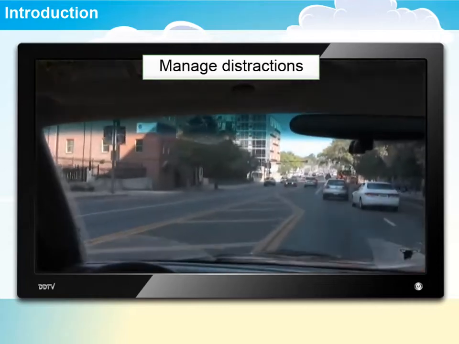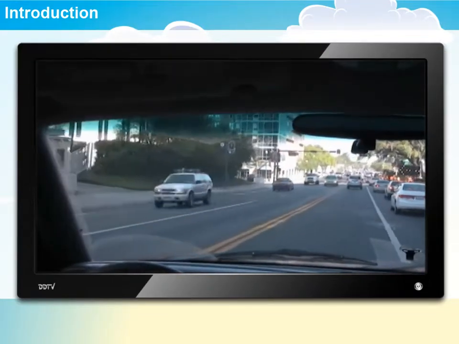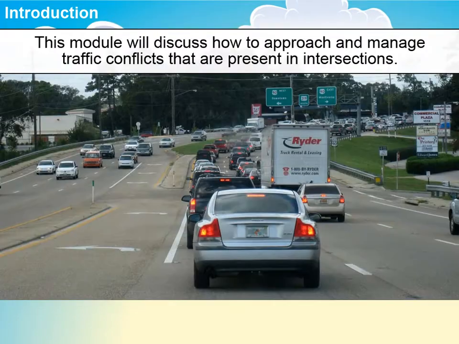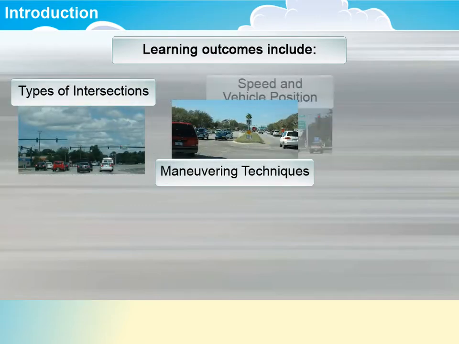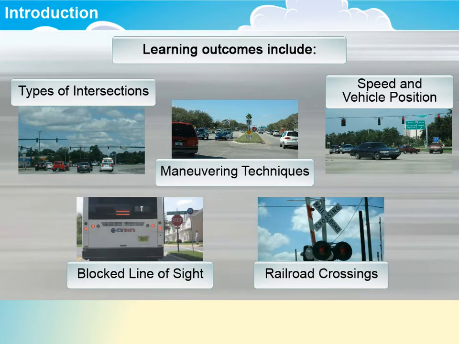Manage your distractions, predict the actions of other road users, signal your intentions if turning, and focus on maneuvering through the intersection. This module will discuss how to approach and manage traffic conflicts that are present in intersections. Learning outcomes include types of intersections, maneuvering techniques, speed and vehicle position, blocked line of sight, and railroad crossings.